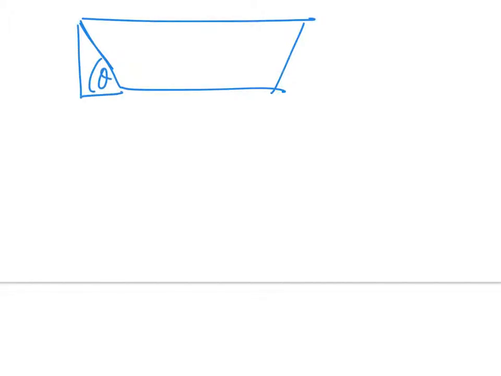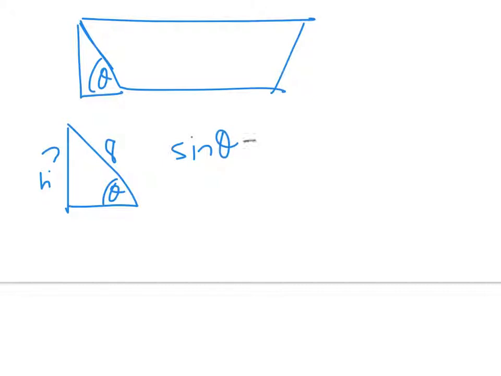Okay, so firstly let's draw it out again here. I've got theta here, and I've got this little right angle triangle. I'm going to get my height first. I know that the hypotenuse must be 8, and this is theta. So what's h? Well, sine theta is equal to the opposite over the hypotenuse, which in this case is h over 8. So h is equal to 8 sine theta.